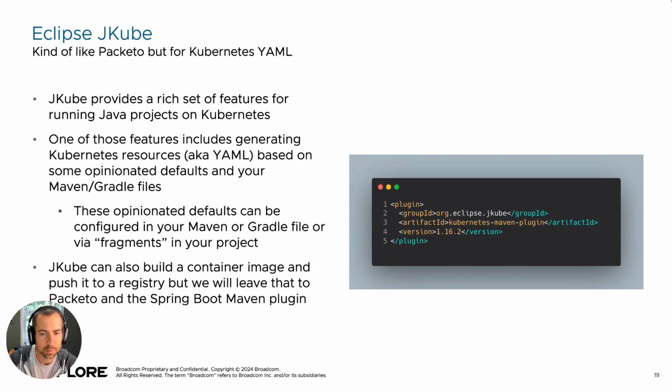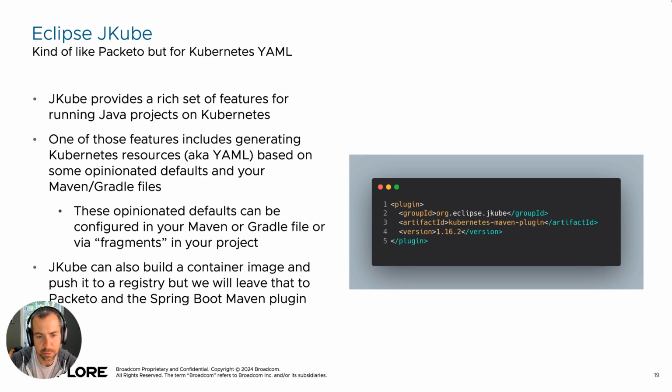And so luckily there's a project from Eclipse called JKube. It has a whole bunch of features related to running Java applications on Kubernetes. But one of those features that is of interest in this case includes the ability to generate Kubernetes resources, or what's better known as the YAML files, based on some opinionated defaults. So JKube looks at your Maven or Gradle file and says, okay, based on what I see here, I can create this YAML file and get this application running on Kubernetes.